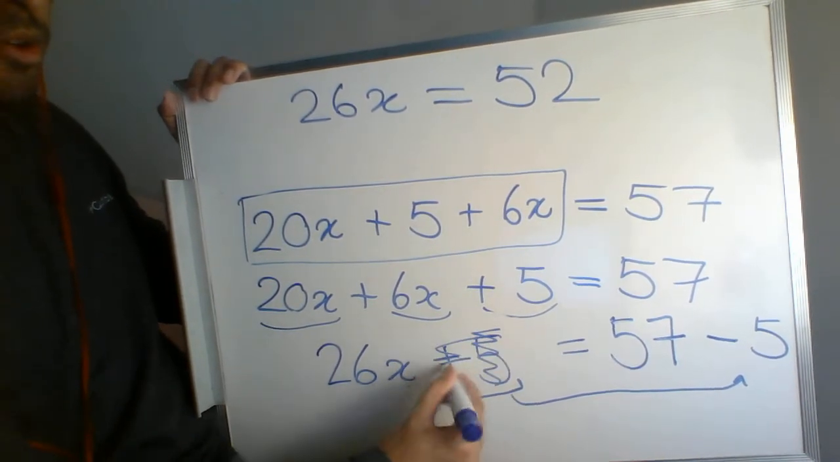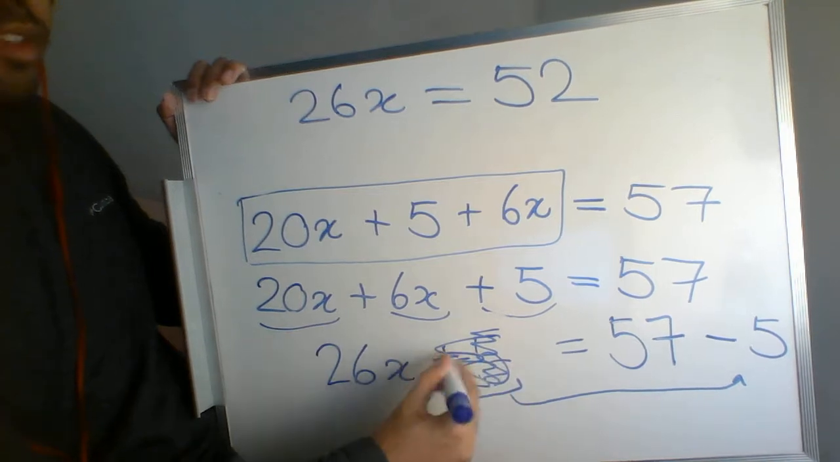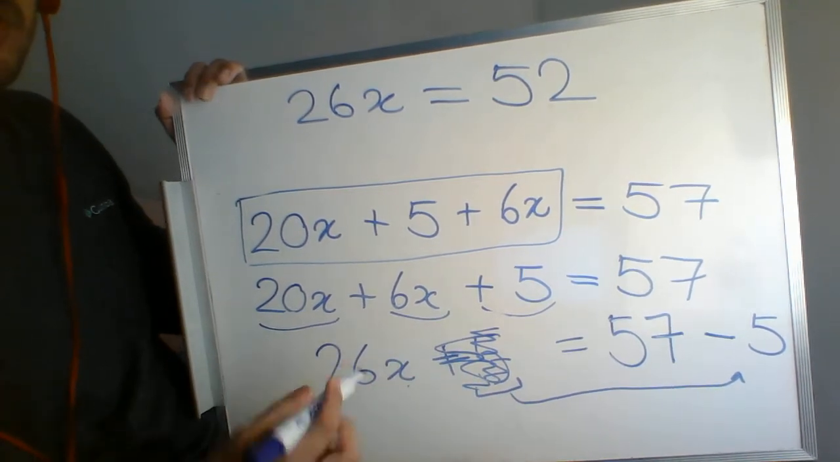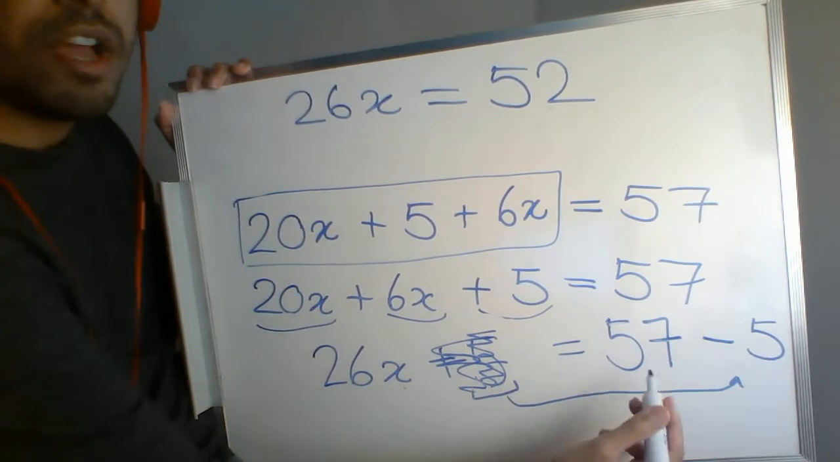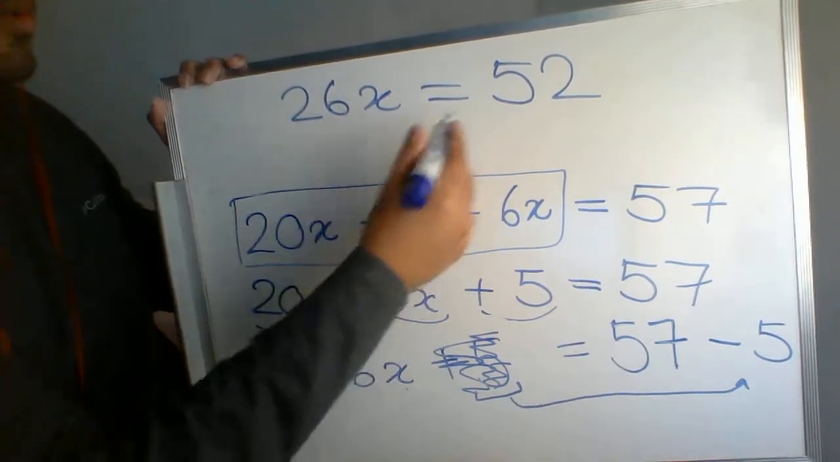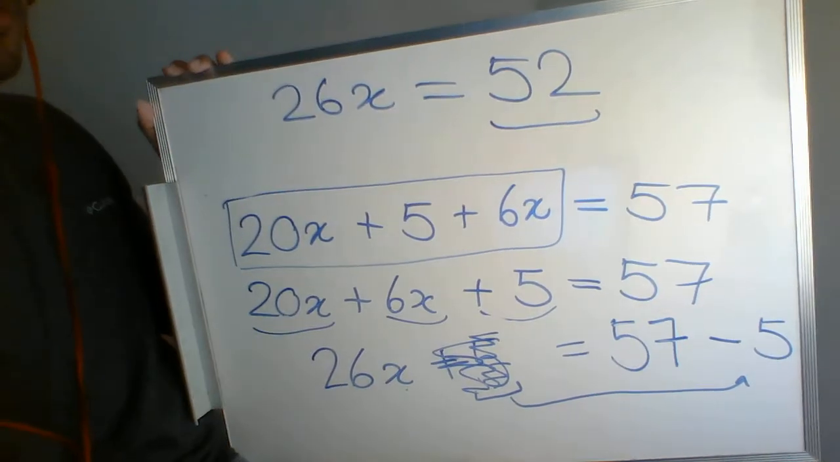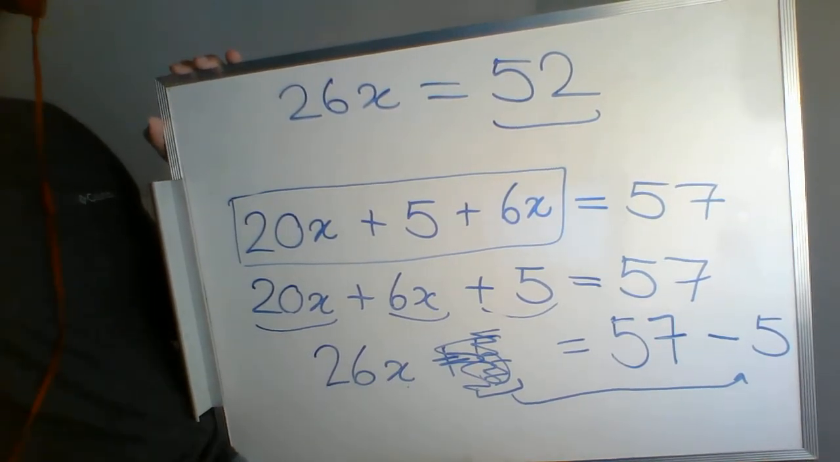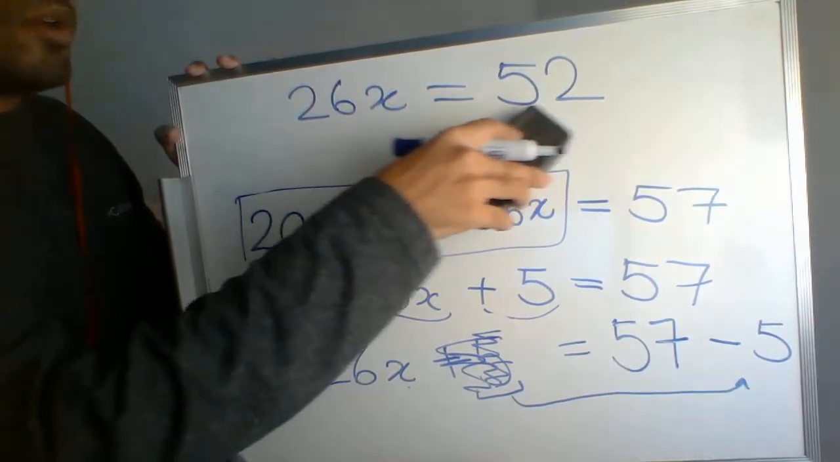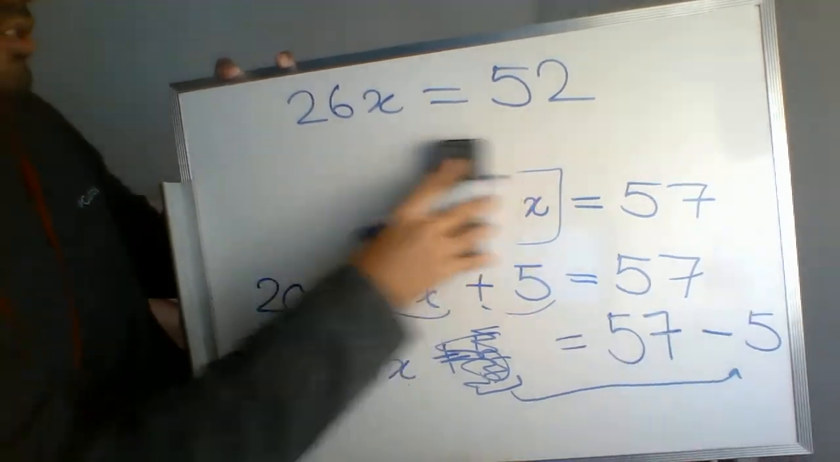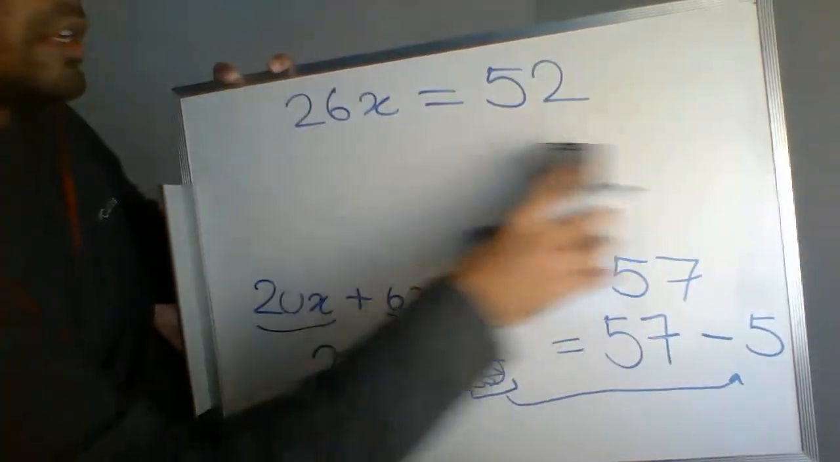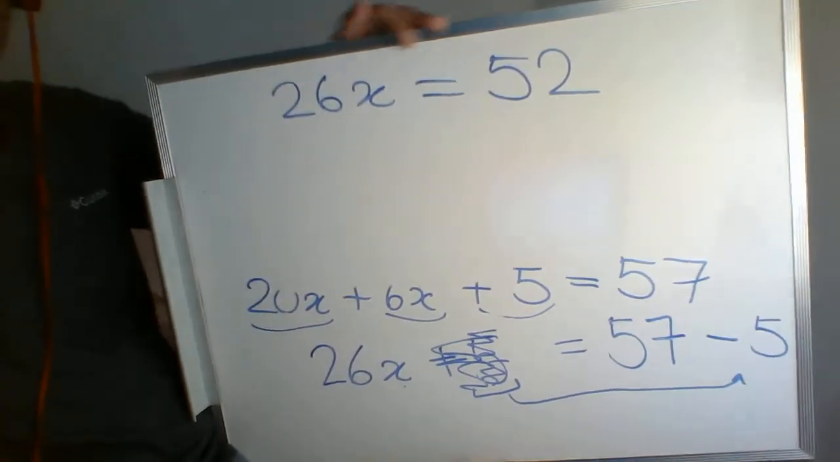So that means that this whole 5 and the plus sign is gone from here, so we're left with just 26x, which is what we have up here. And then on that side we have 57 minus 5, which is 52, which is what we got over there. So this gets us very close to the end of the problem. I'm going to erase this next line just so that you can see where we're working. It's going to be directly below this.